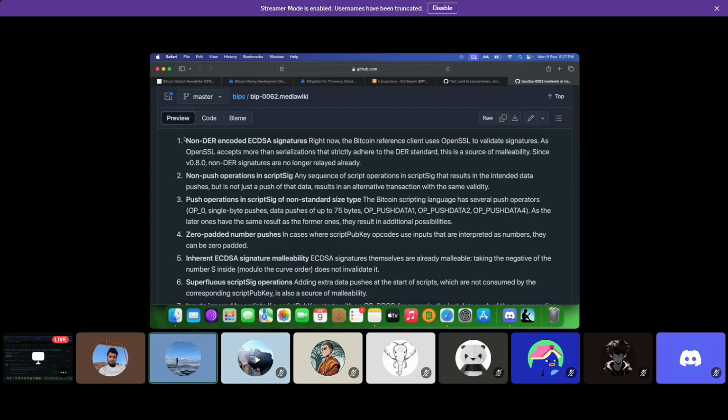The problem is that the client uses OpenSSL to validate these signatures. OpenSSL has, within itself, the validation algorithm, and it has some leniency with respect to how strictly your signatures are encoded in the DER format. So it will pass a signature as valid even if it's not strictly encoded in the DER format. Anyway, your signature is valid because you signed it with your private key. So the signature is valid except that it's not in the DER format. Because Bitcoin Core uses OpenSSL, it can pass non-DER encoded signatures.